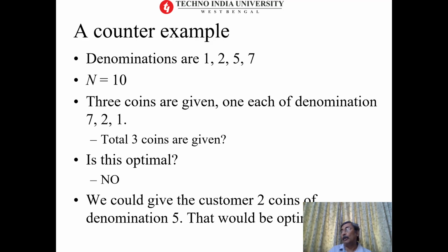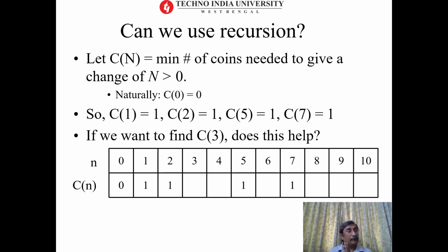So we have to think about a recursive solution if possible. Yes. So thinking about a recursive solution, what I need to know, given any n, the rupee that I want to change, is the minimum number of coins needed to give a change of rupees n. Now, if I say give me a change of rupees 0, then naturally it will be 0.